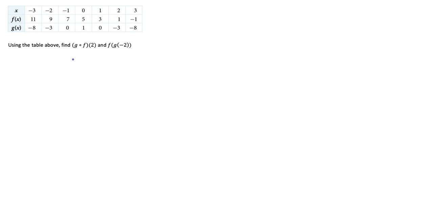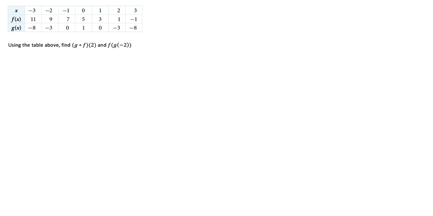All right, so here we want to find these composite functions, but in this case, we are given the functions in a table format. The top row represents all the x values or the input. The second row shows us what f of x is, and the third row on the bottom tells us what g of x is.